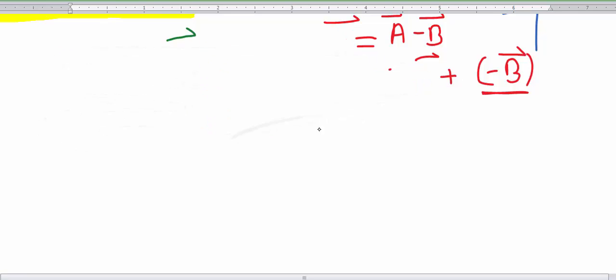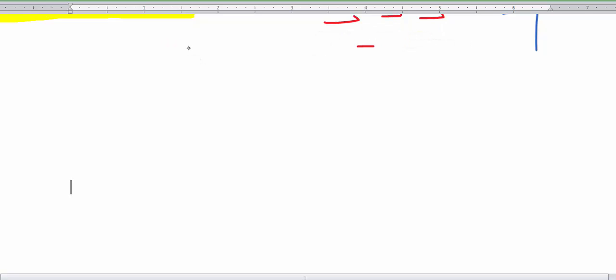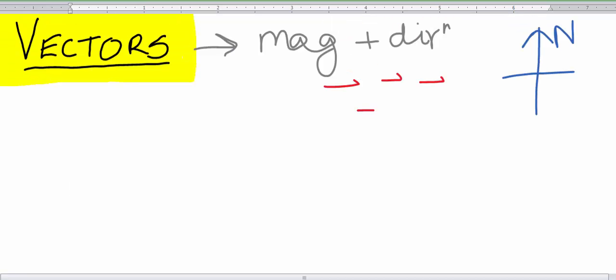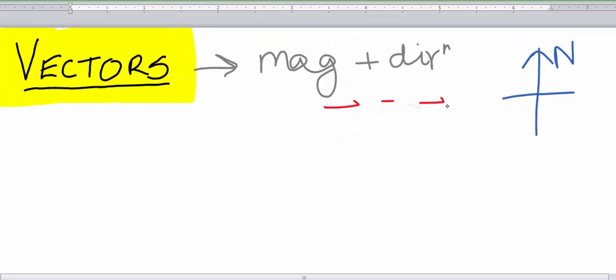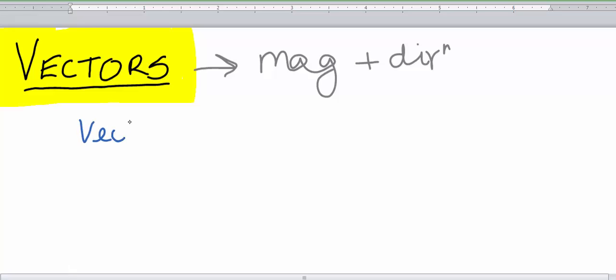Now the multiplication of vectors. Multiplication of vectors is of two types: cross multiplication and the dot multiplication. But that we'll see later. First we'll see the multiplication of a vector by some scalar.